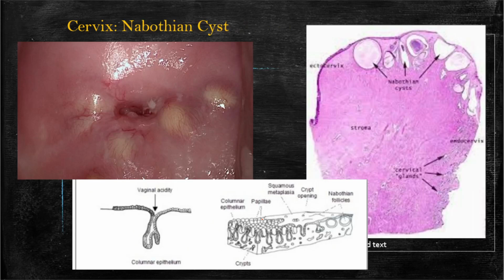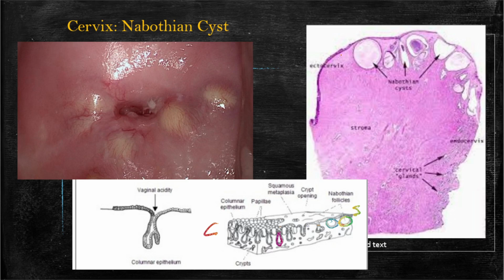All right, Nabothian cysts. So we had talked about, and again, here we've got this area of metaplasia over here with our squamous epithelium, and over here with our columnar. And as some of these crypts get covered over by that metaplasia of the squamous epithelium, we get little circular cystic-like structures here. There are mucin secreting cells there, and so you get little collections of mucous material.